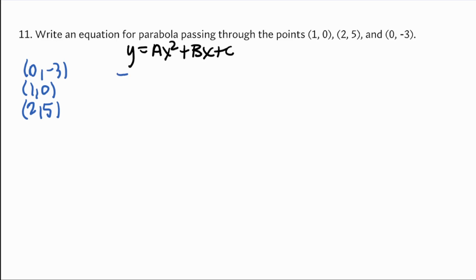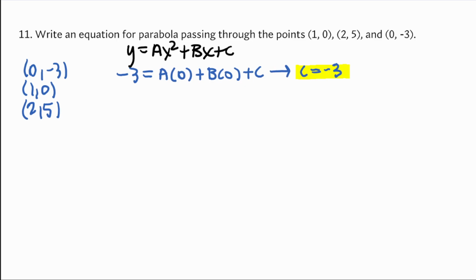Okay, y equals negative 3 equals a times 0 squared plus b times 0 plus c. All right, a times 0 and b times 0, those are both 0. So this is telling me c equals negative 3.